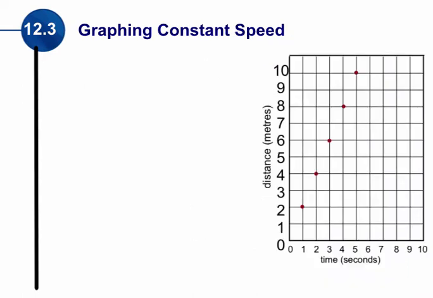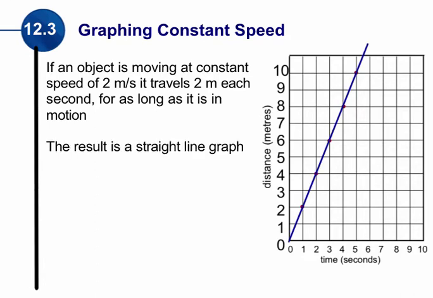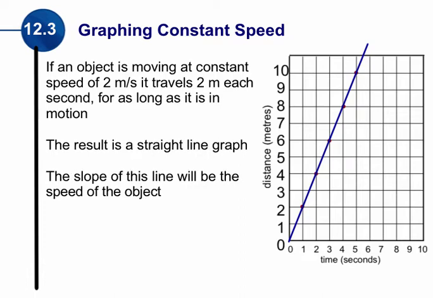If we have an object traveling at a constant speed, like this graph right here, this graph represents an object moving at a constant speed of 2 meters per second. That means every second it's going to travel 2 meters. So after 1 second it's at 2, after 2 seconds it's at 4, and the pattern continues. This motion then, if we were to connect all the dots, results in a straight line graph. We get that straight line that connects those points together.